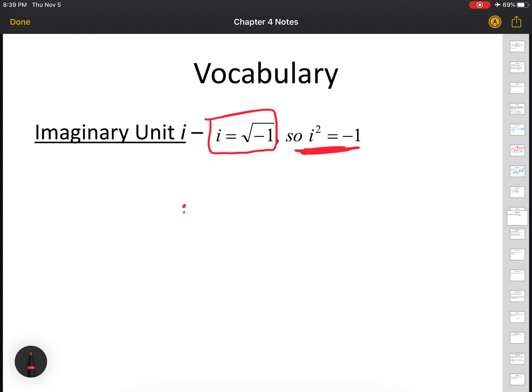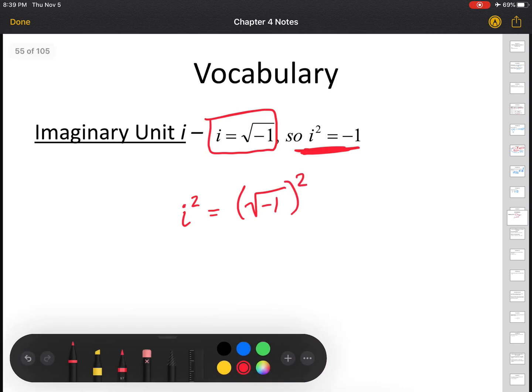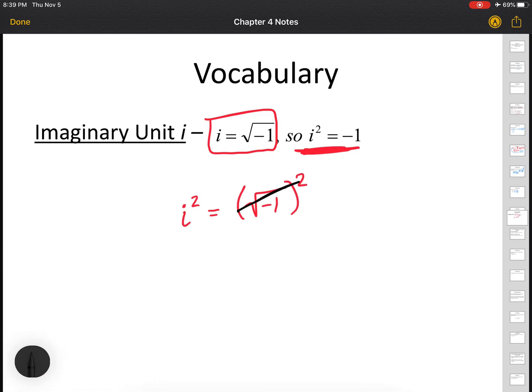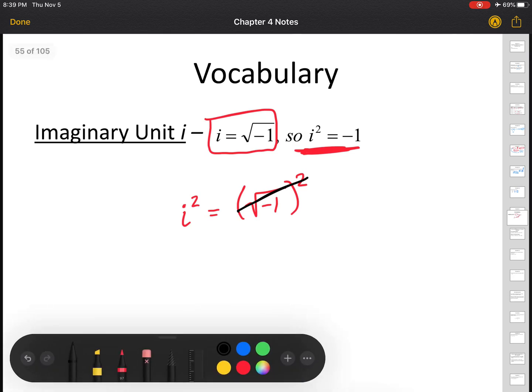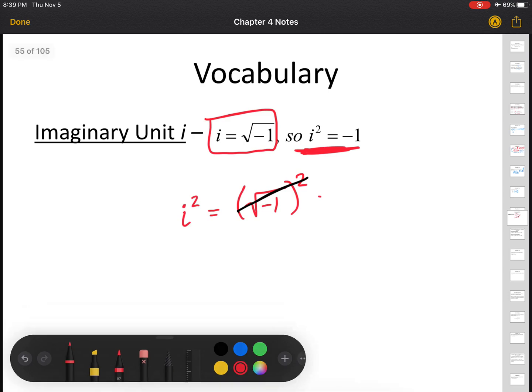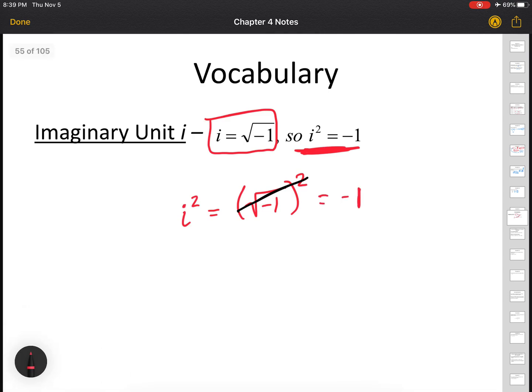And how we're getting that is because i squared, all that means is I need to take that square root of -1 and square it. But we talked about last section that squares and square roots are opposites of one another. They cancel each other out. So we're left with -1. So i squared is -1. That's very important.